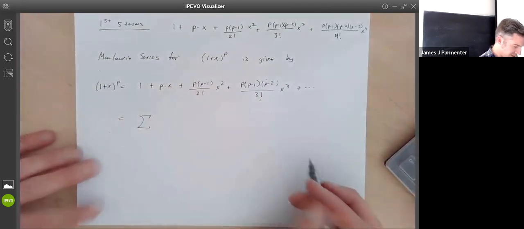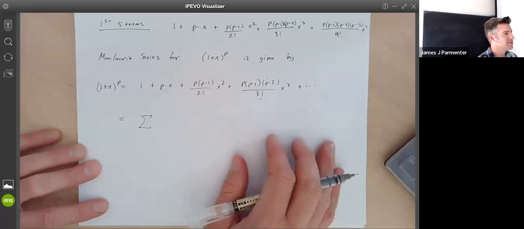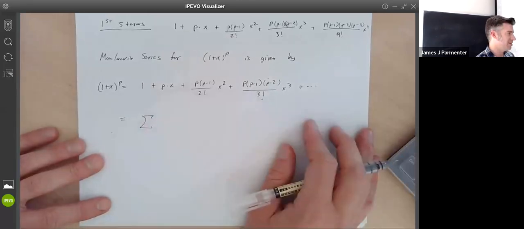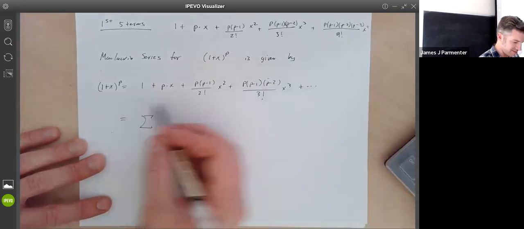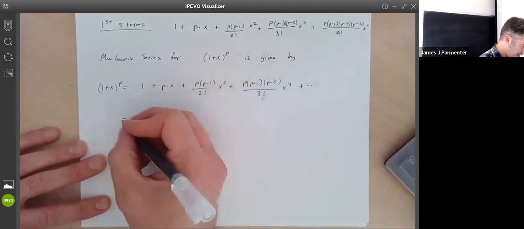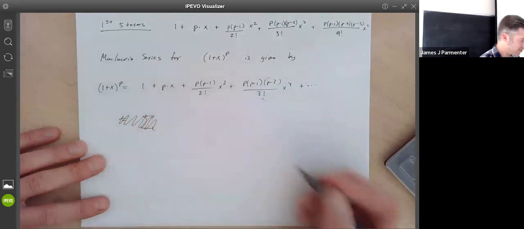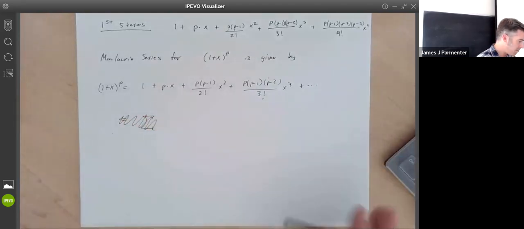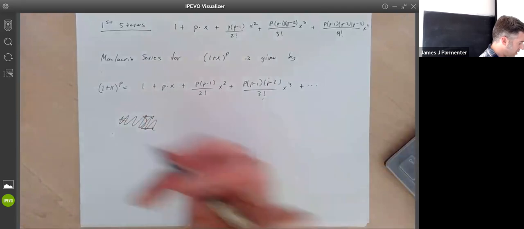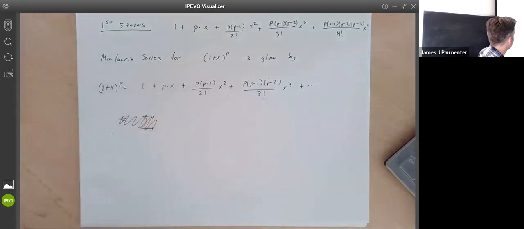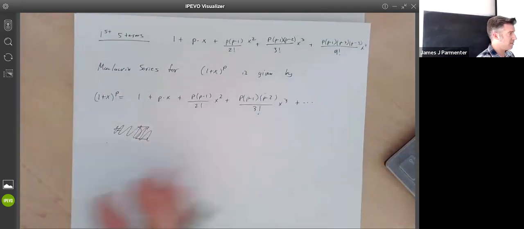You could write it as a sum, but it's better to just write it this way. There is a formula, but it's not any nicer than just knowing what this is. So I don't even want to do that. The interesting thing about this is that it works for any power, meaning it works for positive and negative and fractional powers.